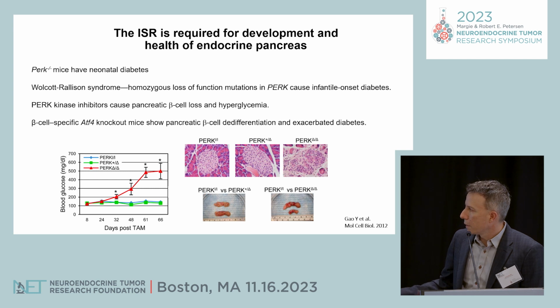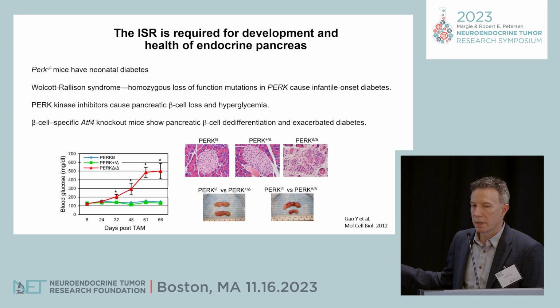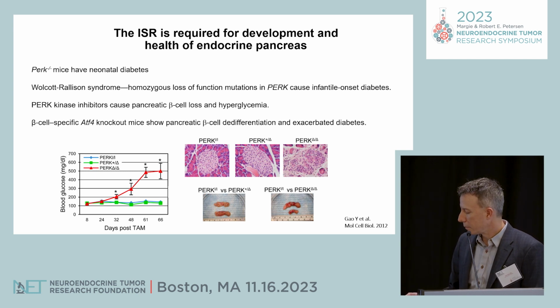If you delete PERK in the adult mouse, you see that quickly the mice develop hyperglycemia. So PERK's required for homeostasis of these cells as well. And in beta cell specific ATF4 knockout, the transcription factor downstream of PERK, these mice have pancreatic beta cell dedifferentiation and exacerbated diabetes.